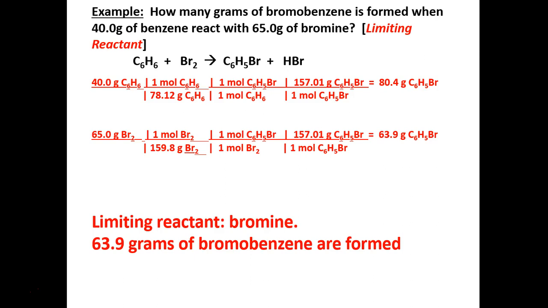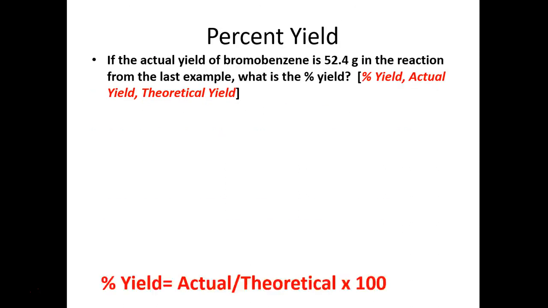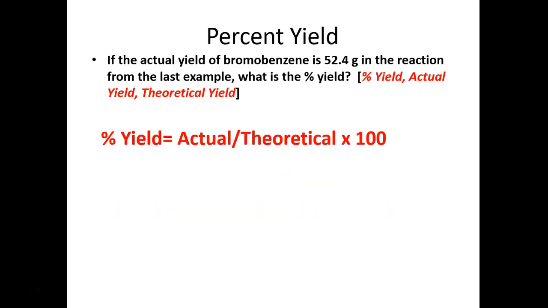All right, so since we just figured out the theoretical yield, you might remember in Lab 6.2 we calculated a percent yield. So percent yield is the actual or experimental divided by the theoretical value times 100. So this says if the actual yield of bromobenzene was 52.4 grams, what is the percent yield? All right, so we take 52.4 divided by 63.9, multiplied by 100, and we get 82.1%. Okay, and if you have the percent yield, you could solve for a proposed experimental value. Lots of different ways that you can use this.